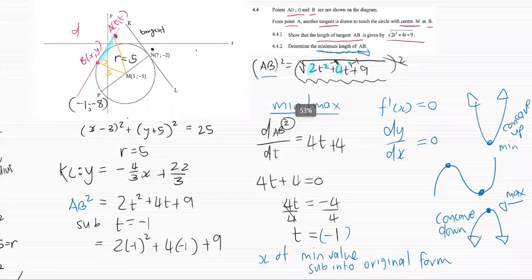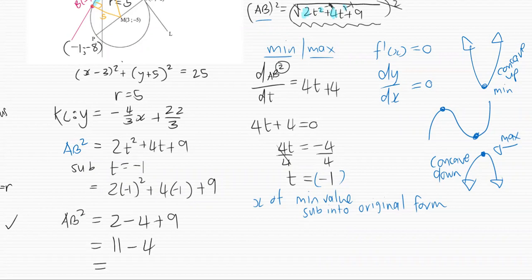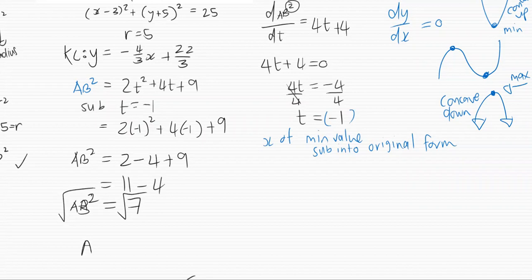This is to work out the minimum distance that AB can be. So AB squared, -1 times -1 is just 1. So 2 times 1 is 2. 4 times -1 is -4, plus 9 is just bring it down. So it would be 11 minus 4. And 11 minus 4 is 7. But we're not finished because, for convenience's sake, working with first derivatives, we used AB squared. So now we just take the square root of both sides. So the minimum distance of AB is going to be square root of 7. This is the correct answer.